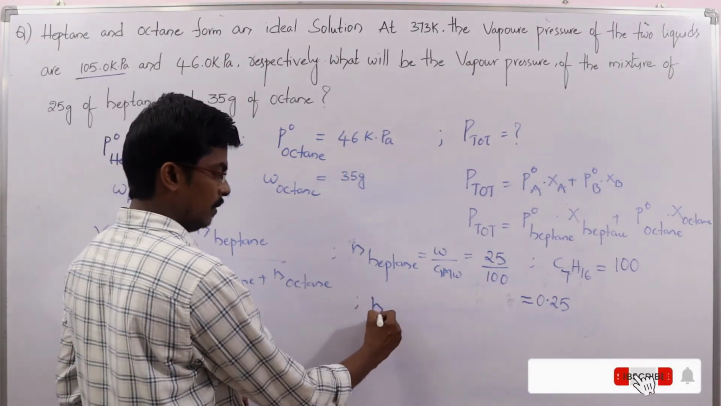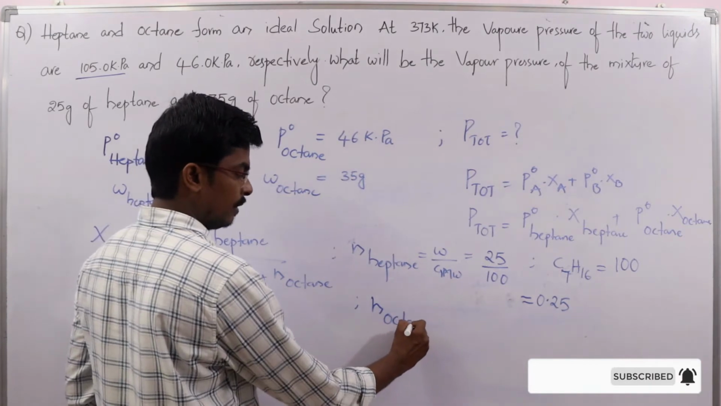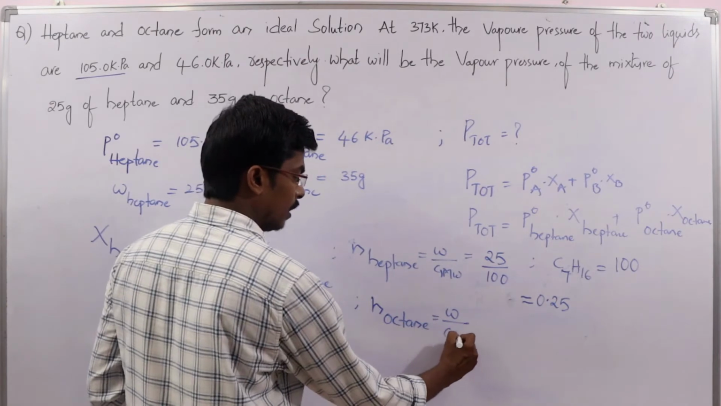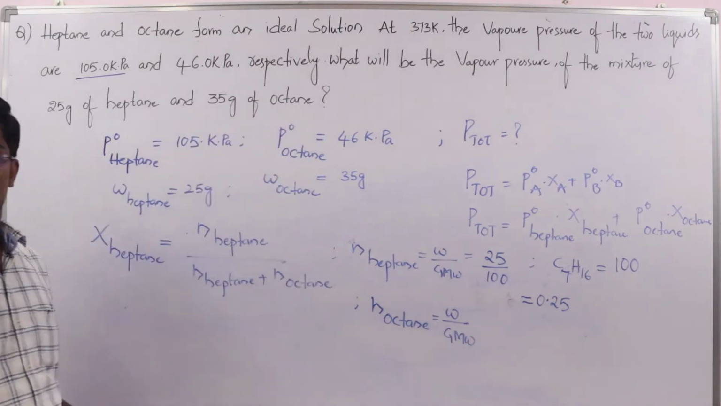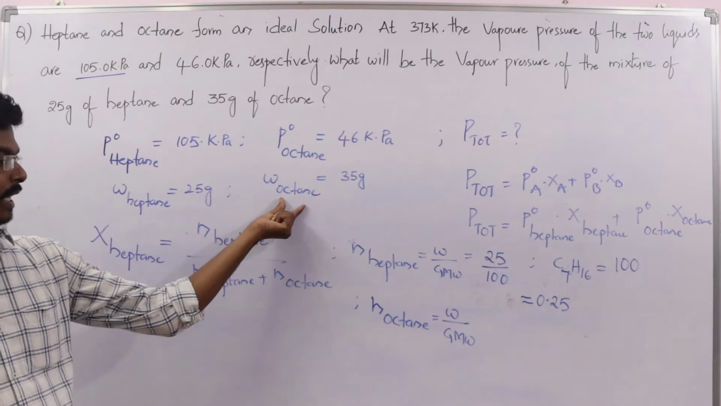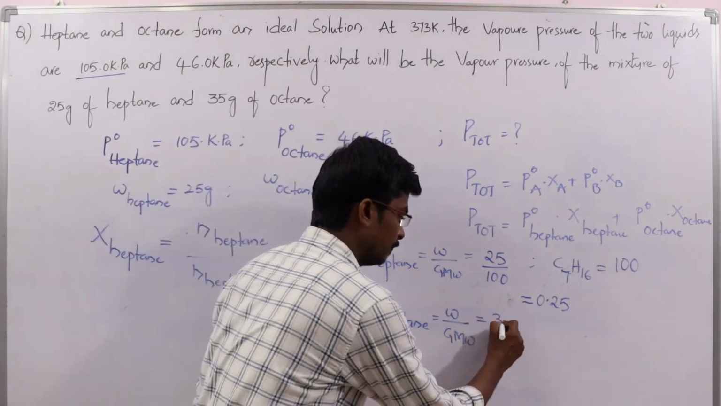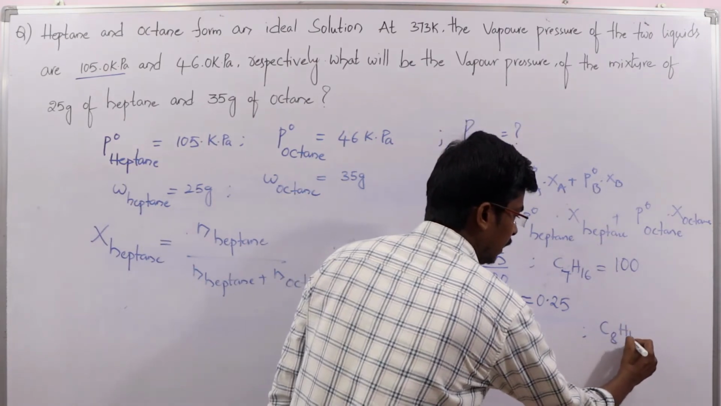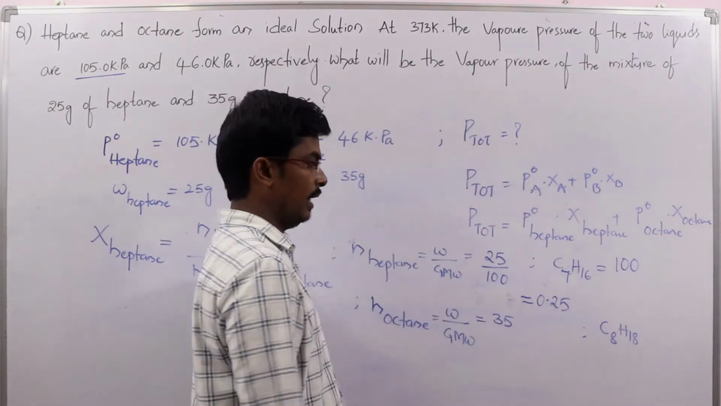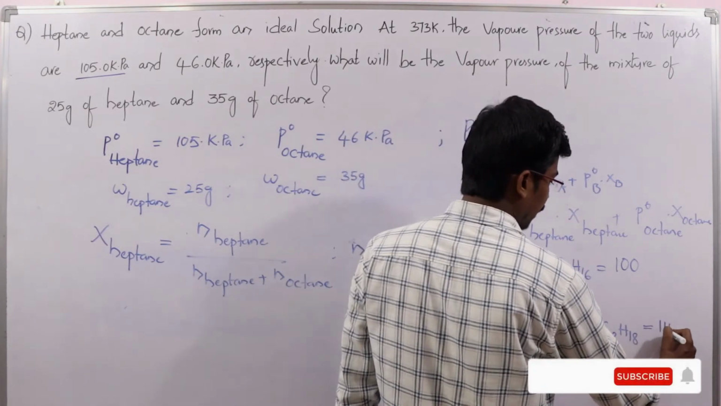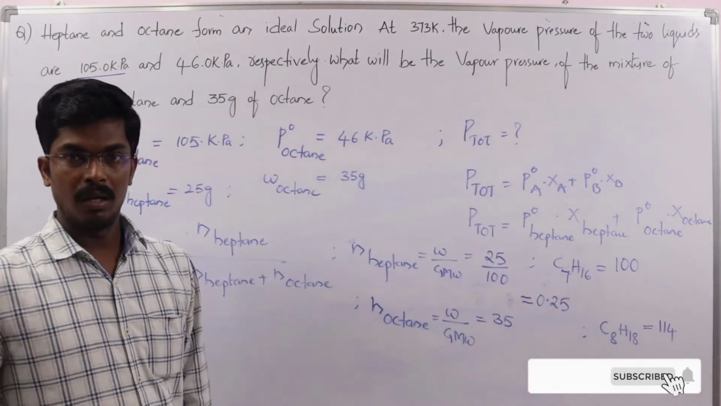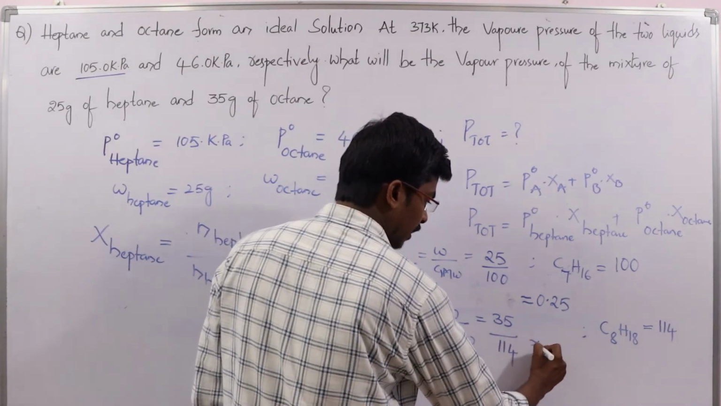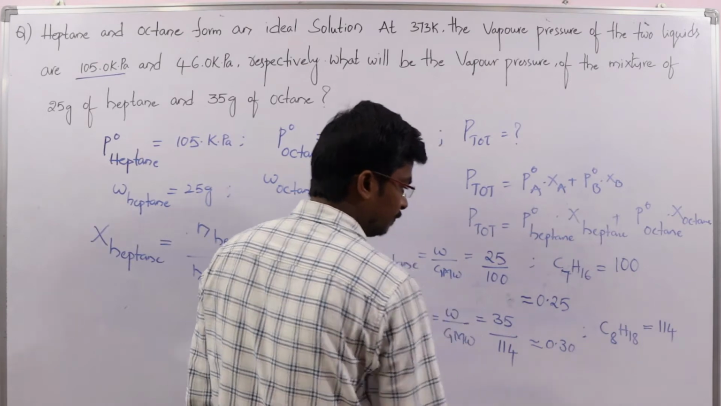Similarly, what is the number of moles of octane? The number of moles of octane is equal to the weight of octane by the gram molecular weight of octane. The weight of octane is 35. The gram molecular weight of octane, C8H18, has 14 units more, so it is 114. 35 by 114 will give approximately 0.30.